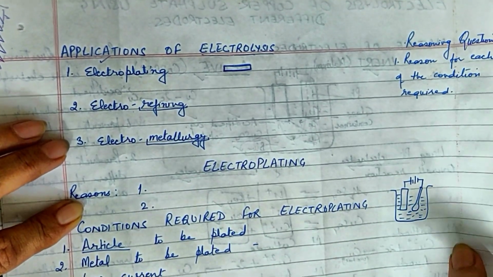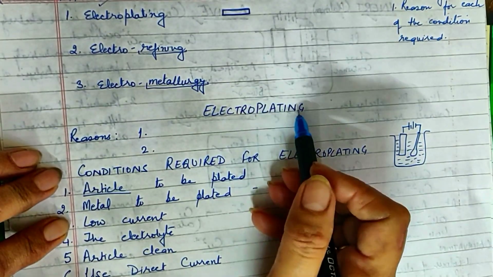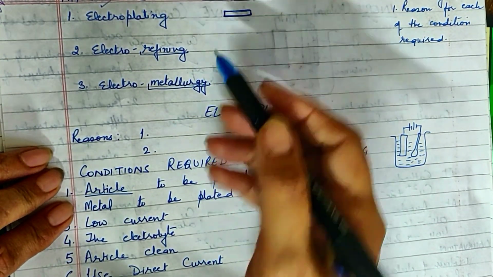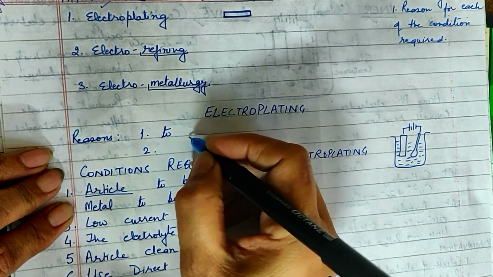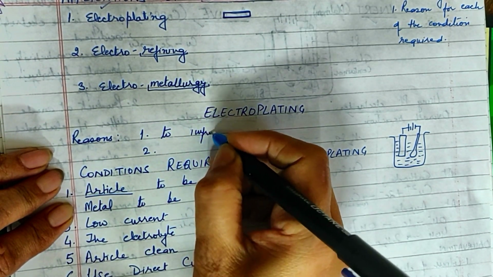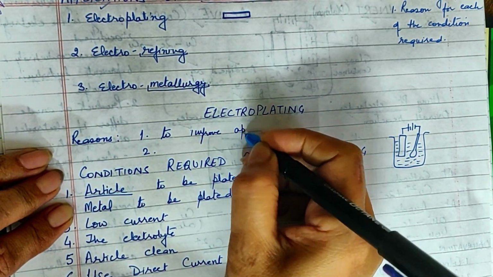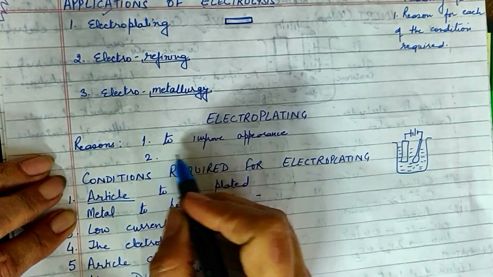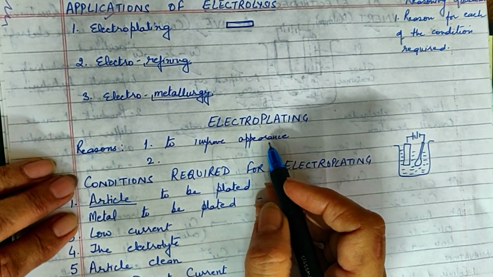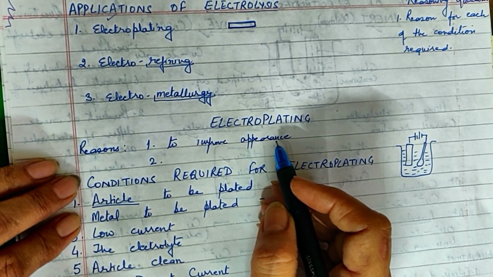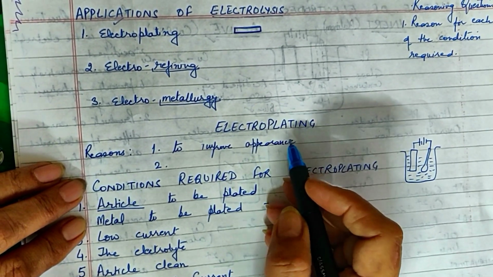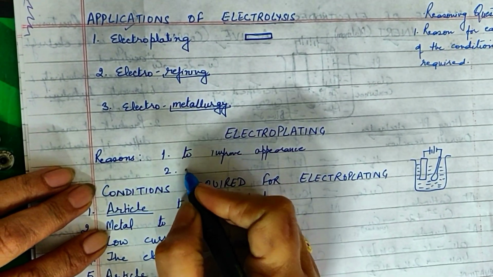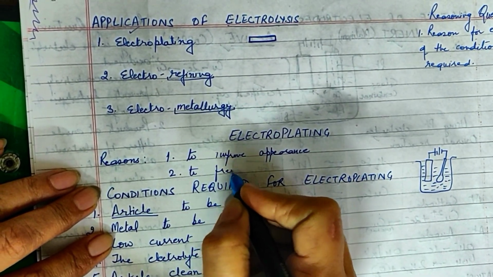Now the first one is electroplating. What is the reason for electroplating? Why do we need to electroplate an article? One, I have already told you, to improve the looks, or you can say the aesthetic value is improved. So to improve the appearance of a baser metal or a lesser metal by a superior metal is one reason why we do electroplating. Another reason is also to prevent corrosion.